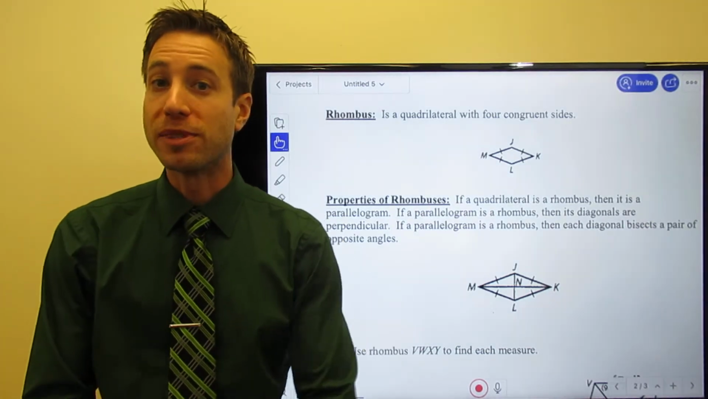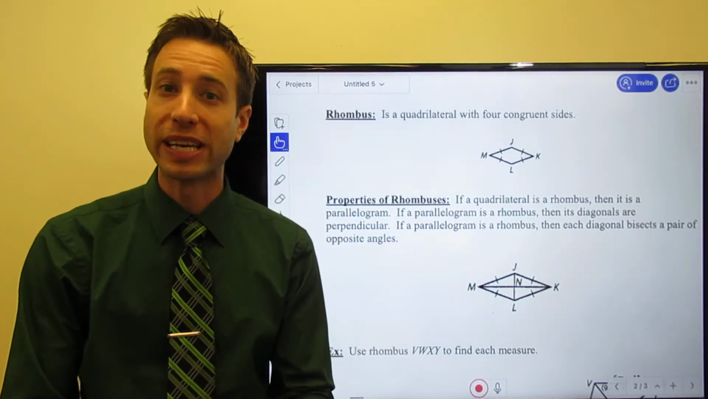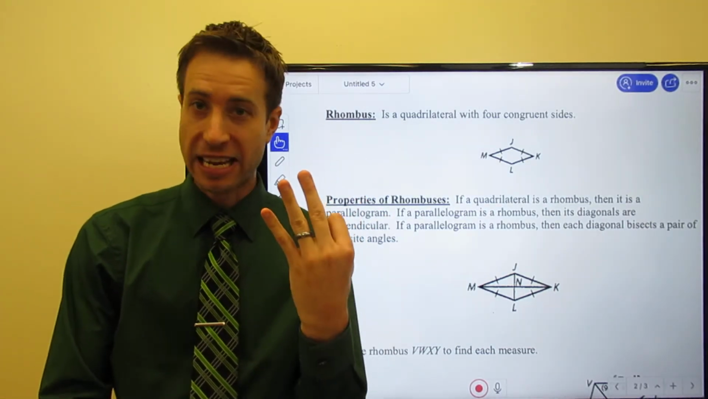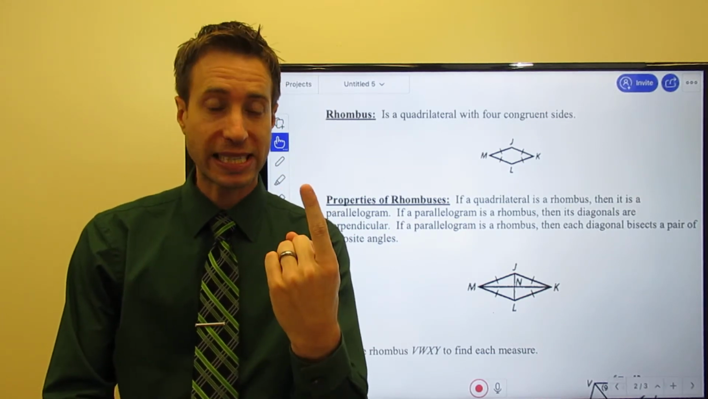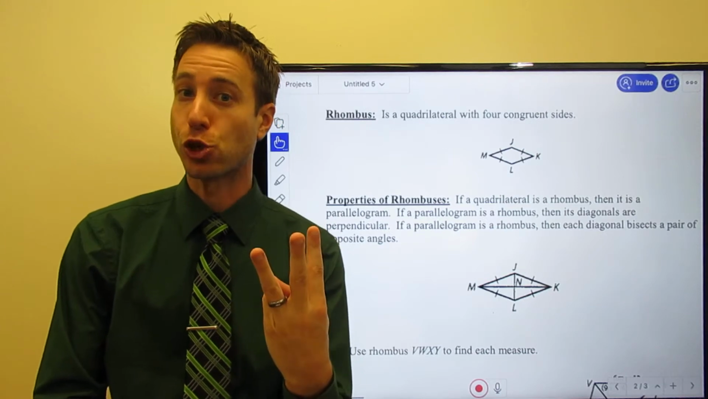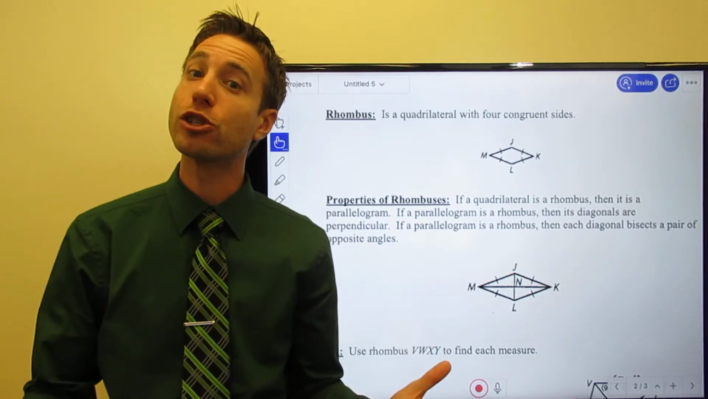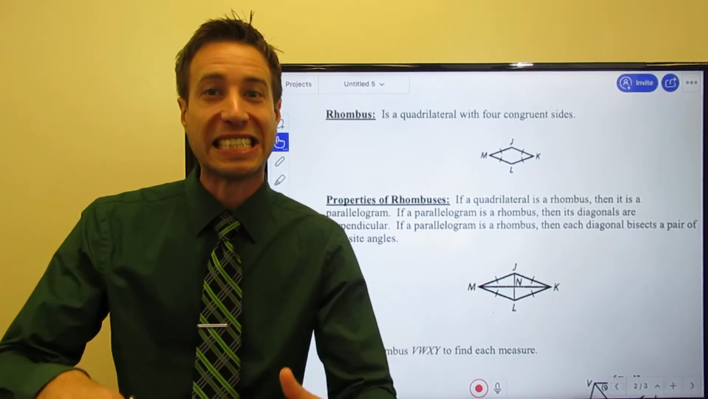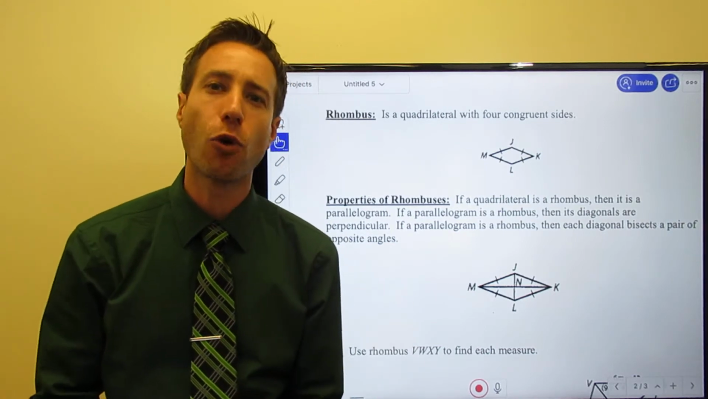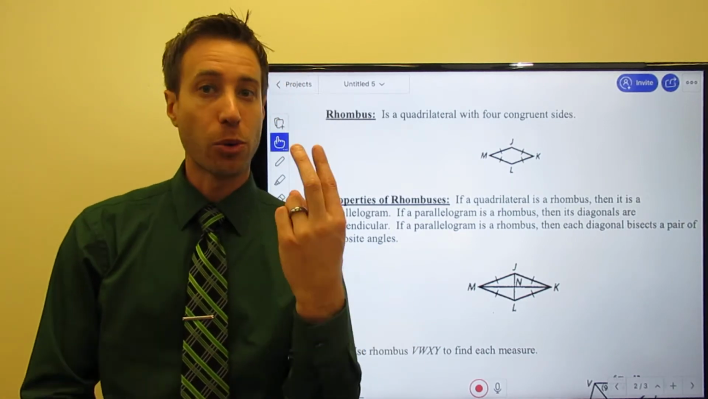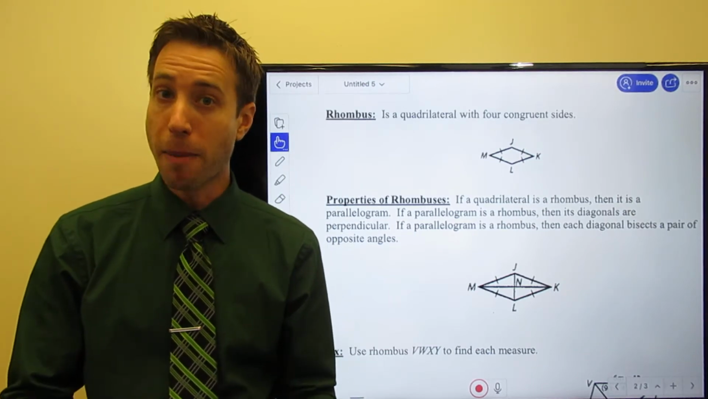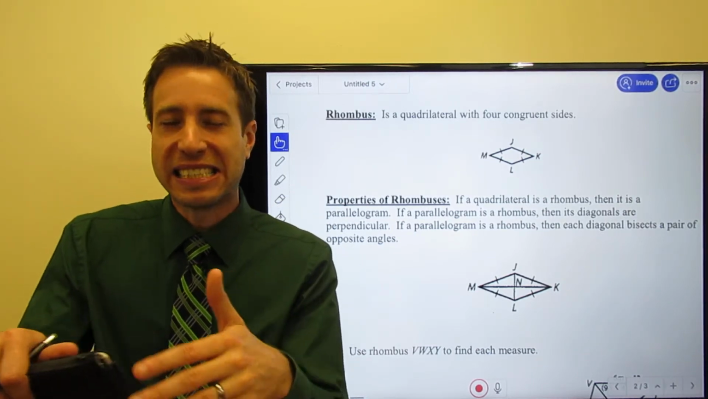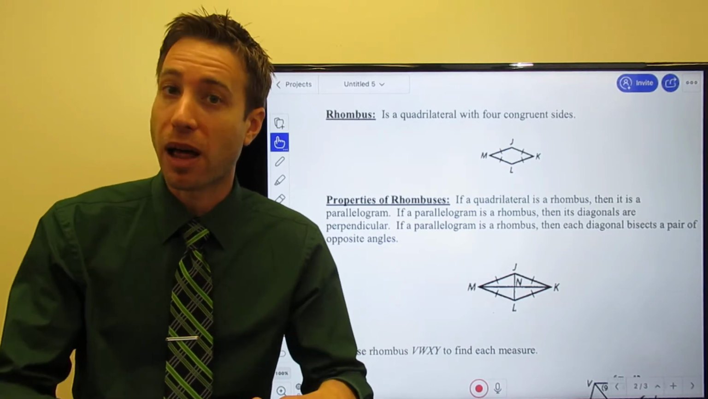Hi guys, welcome to this page of the notes. Again, what we're doing is talking about three specific types of parallelograms. We're looking at rectangles, rhombuses, and squares. On the previous page we already took a look at rectangles and found the additional property was that all four angles are 90 degrees. Now we're going to look at a second type of parallelogram known as a rhombus, and what other additional characteristics apply to rhombuses.